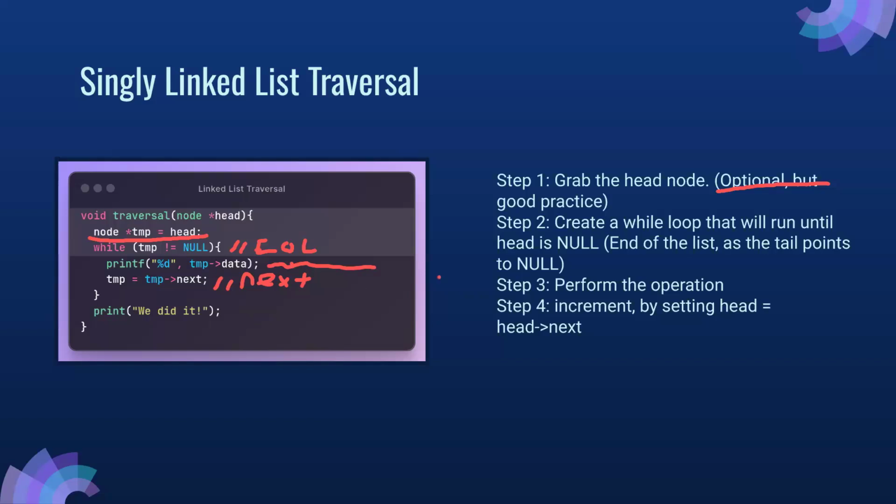So that's basically the structure. You grab a copy of the head. While that copy is not equal to null, so this is the end of list check, do whatever operations you want, iterate to the next, and then at the very end you can do whatever you want.